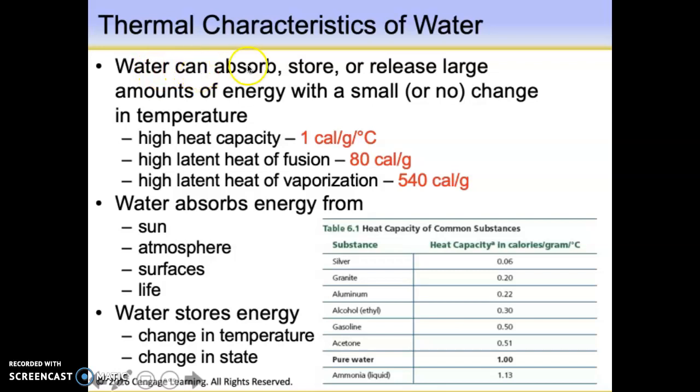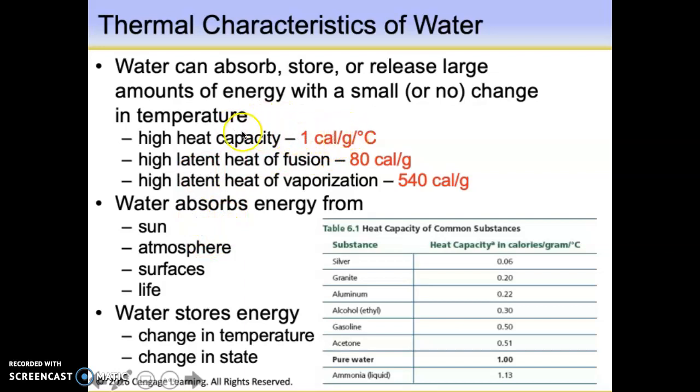Water can absorb, store, or release large amounts of energy with a small, or in the case of changing state, no change in temperature. Now this is really important. It means that the water is going to be able to absorb and store large quantities of energy. And this is going to be really important as we go into some of the next chapters.